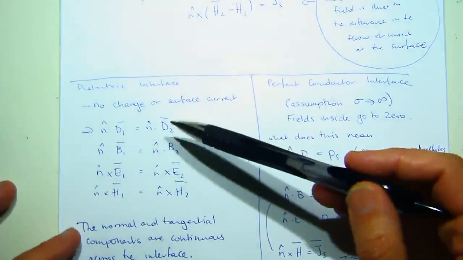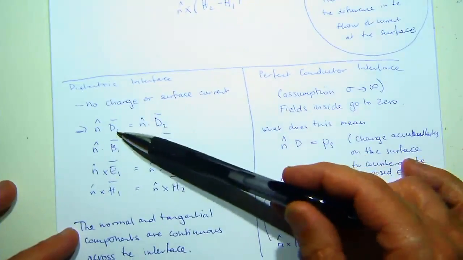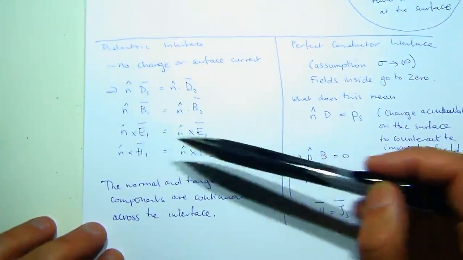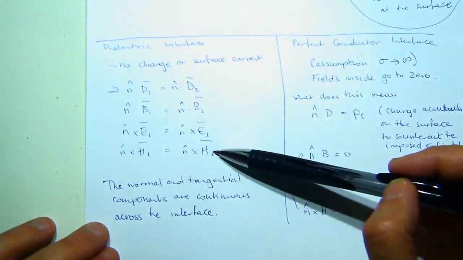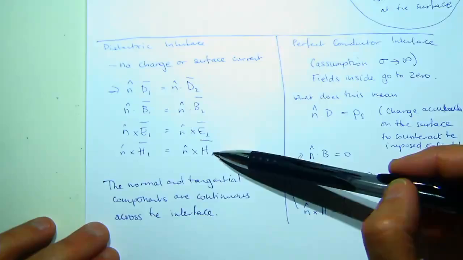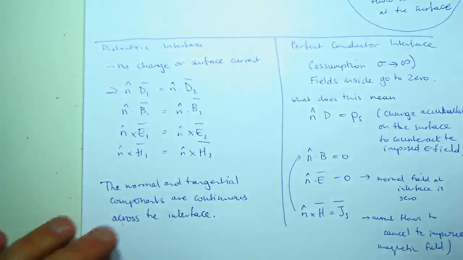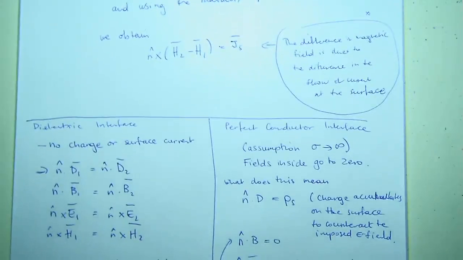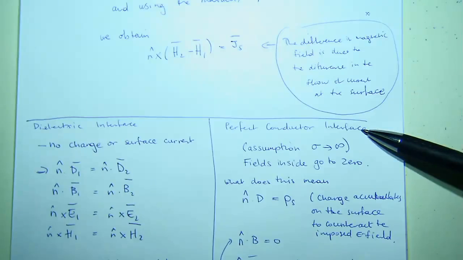And what you can see is the displacement currents, the displacement fluxes, I should say, the displacement of the magnetic fields, the electric field, and the tangential magnetic fields are all continuous across this surface. Where it gets interesting is when we've got a perfect conductor.